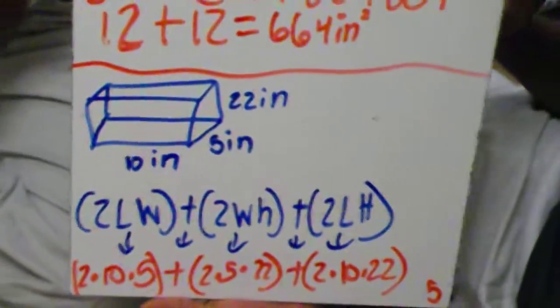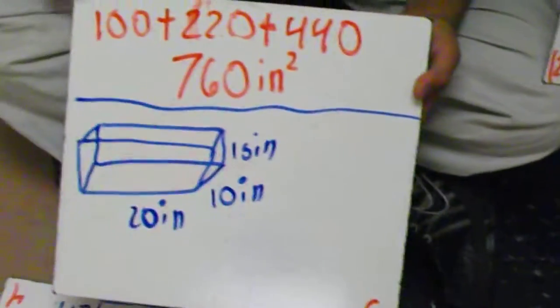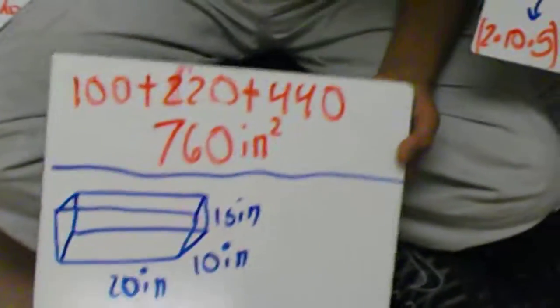And what would the answer be? Well, after you do that, all you gotta do is multiply them by 2. So this is 100, this is 220, and this is 440. And this is what your problem should look like. Now once you add all of them up, you'll get 760 inches squared. Now, here's another problem.